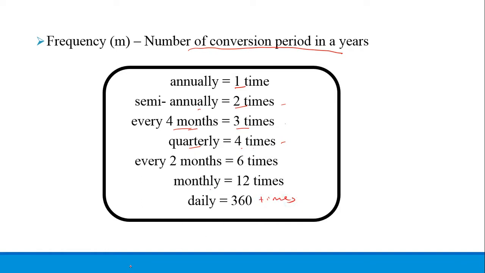In 1 year, frequency means how many times you need to pay the interest: annually sekali, semi-annually 2 kali, every 4 months 3 kali, quarterly 4 times, 4 kali, every 2 months 6 times, 6 kali, monthly 12 times, and daily is 360 times.